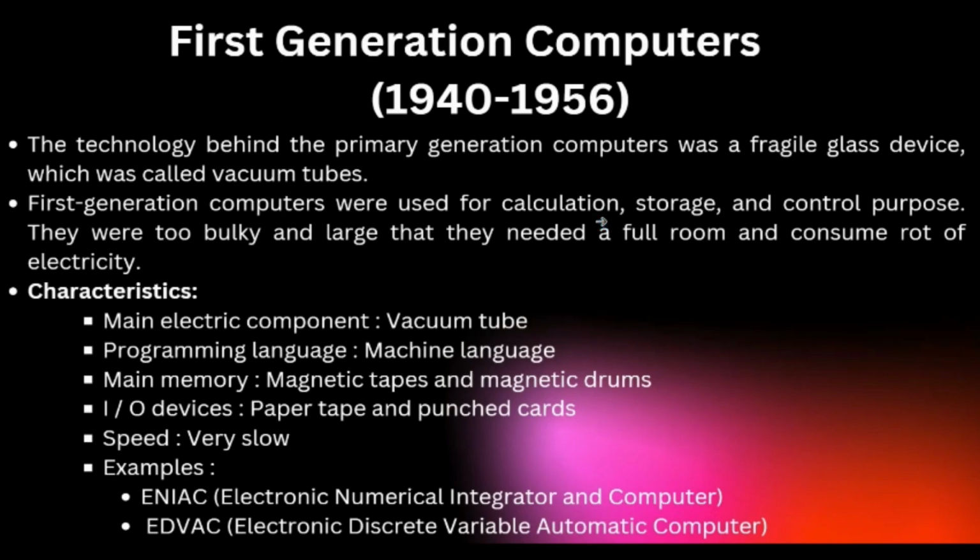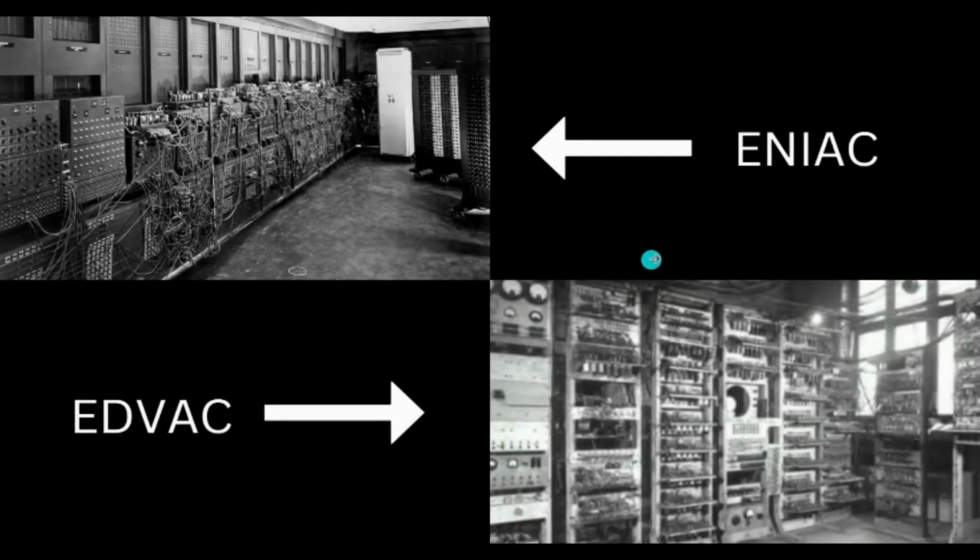Following are the two examples of the first generation computers. The first one, ENIAC, whose full form is Electronic Numerical Integrator and Computer. The second one, EDVAC, whose full form is Electronic Discrete Variable Automatic Computer.